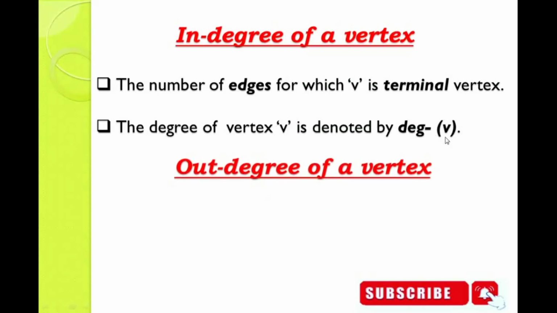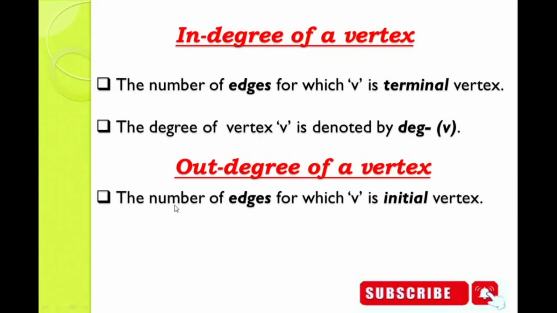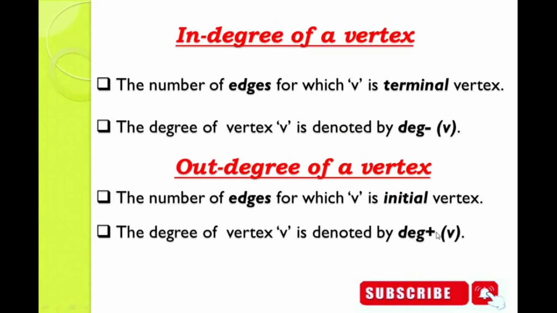So what is the out degree of a vertex? Out degree is nothing but the number of edges leaving from a vertex. Okay, so let us see the mathematical notation: the number of edges for which v is the initial vertex. Initial vertex means, if we consider a vertex A, how many edges are leaving from that particular vertex A, then it is called out degree, and it is denoted by degree plus of v.